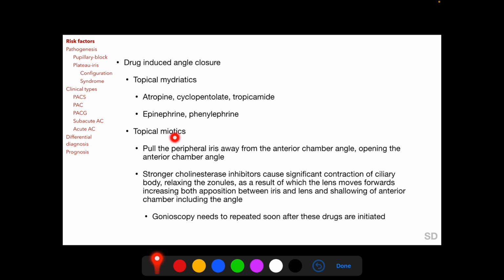Although topical myotics are known and used to pull the peripheral iris away from the anterior chamber angle, thus opening the angle, myotics such as stronger cholinesterase inhibitors, which are not so commonly used presently, can cause significant contraction of the ciliary body, relaxing the zonules, as a result of which the crystalline lens can move forward, increasing both the apposition between the iris and lens and the shallowness of the anterior chamber, including the angle. That is why gonioscopy needs to be repeated soon after these drugs are initiated.